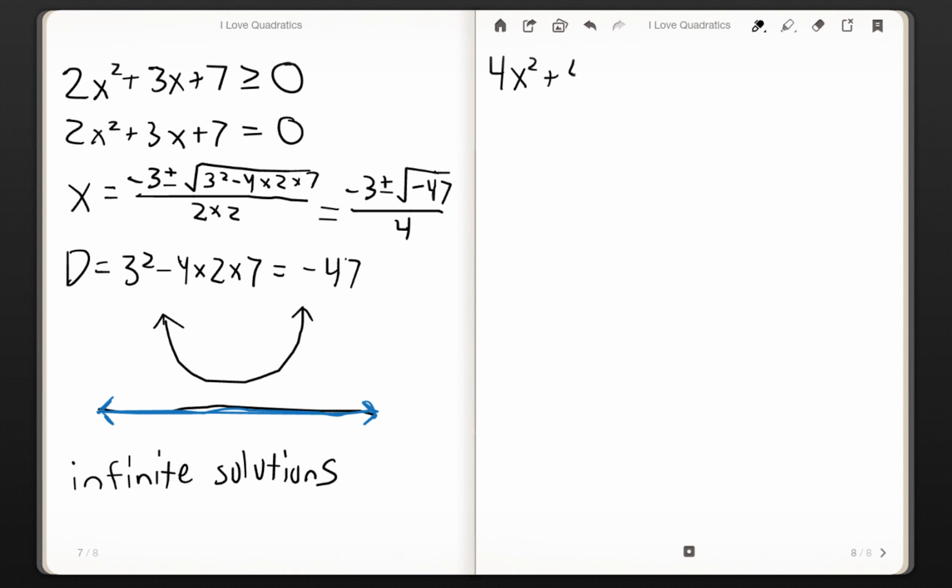So what we're going to see is that in these quadratics where we don't have the standard two real roots, we're going to get different types of solutions for the inequality. This one's going to be a little bit different as well.